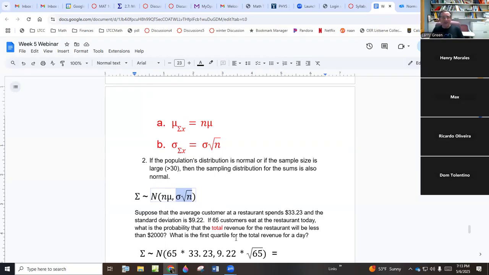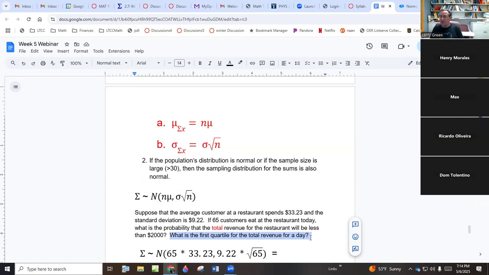Okay, so let's look at an example. I'm going to do a specific example of a restaurant. Again, if you're the owner or manager of a restaurant, you care about how much money is coming in by the end of the night. Suppose that the average customer at a restaurant spends $33.23. It's not that expensive a restaurant, but it's not McDonald's. The standard deviation is $9.22. If 65 customers eat at the restaurant today, what is the probability that the total revenue for the restaurant will be less than $2,000? And what is the first quartile for the total revenue for a day?